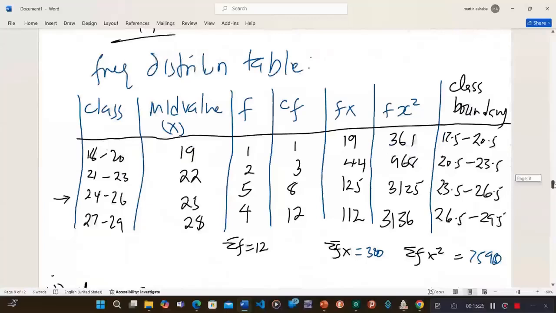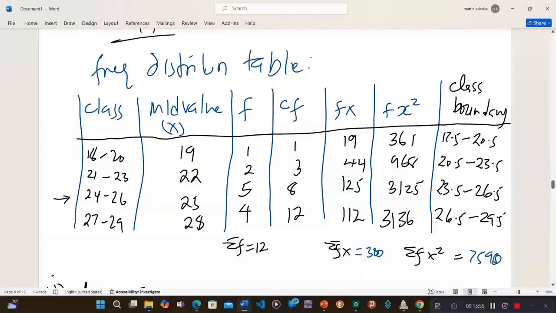So the frequency distribution table is here. You write your data class as given, get the mid value, which is x, then the f is also given. So just to get this 19, you get 18 plus 20 divided by 2. 21 plus 23 divided by 2, you get that. 24 plus 26 divided by 2, you get this. 27 plus 29 divided by 2, you get that. Then the frequency is already given.